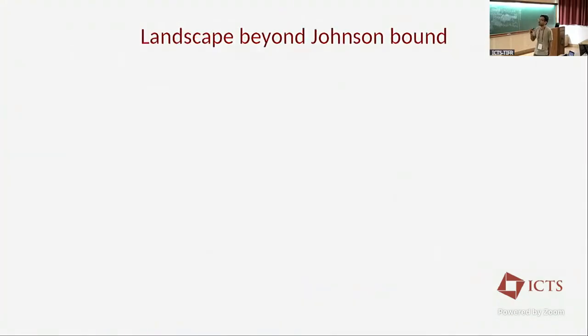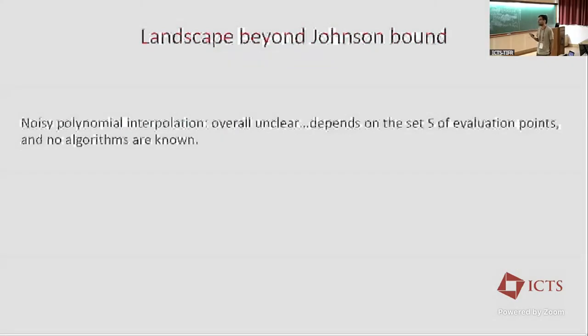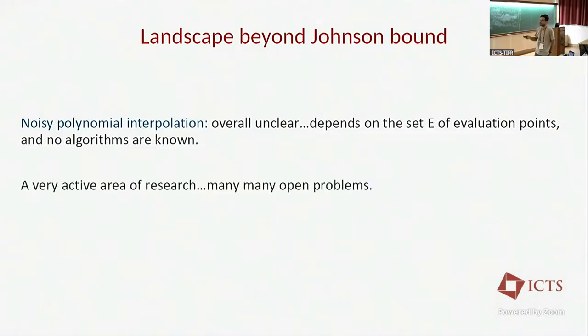But let's briefly talk about what happens beyond the Johnson bound. Why would we stop at the Johnson bound? So for noisy polynomial interpolation, the setup of what happens beyond the Johnson bound is unclear. We know that the answer to this question depends on the set E of evaluation points to an extent. We don't know algorithms. So yeah, there are many nice open questions here. Papers come out every few months, including with people in the audience.